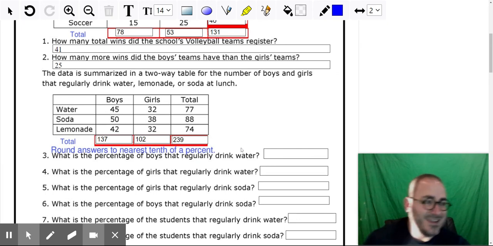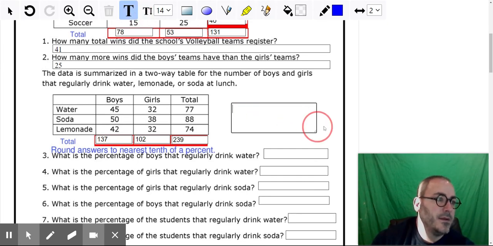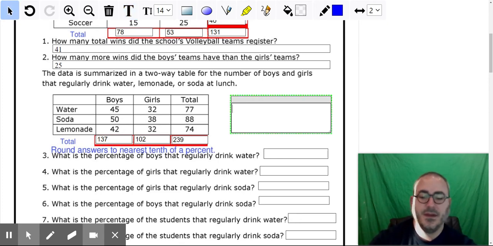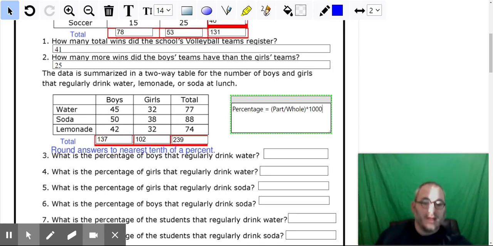Okay, so now that we've got our two-way variable table done, we can start talking about these percentages. And I want you to remember that, this is important. Percentage equals part divided by whole times 100. Oh, not times 1,000, times 100. Okay. Percentage is going to be equal to part divided by whole times 100.